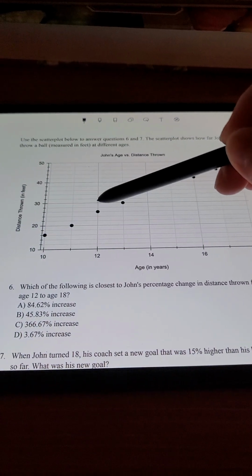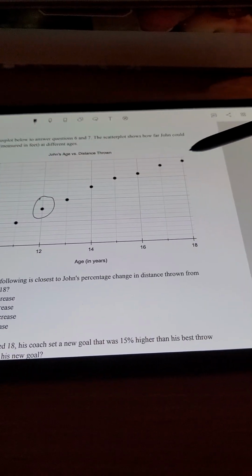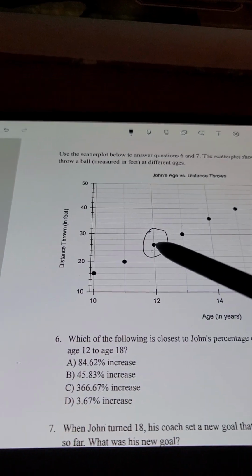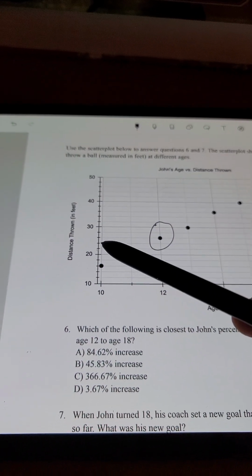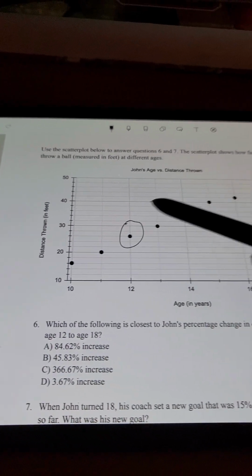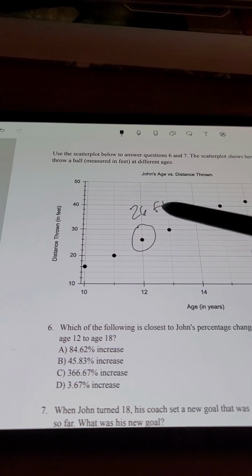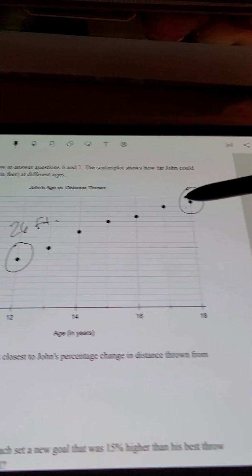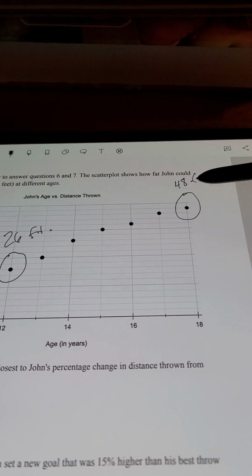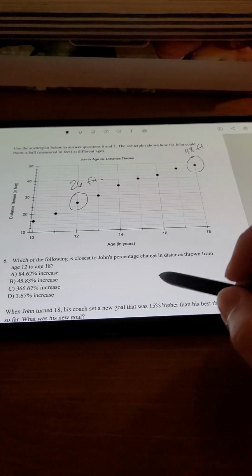So let's look at age 12 and then age 18 right over here. At age 12, each of these is going up by 2, so that's going to be 26 feet that they can throw. And then over here, that's going to line up with 48, so it's going to be 48 feet that they're throwing.